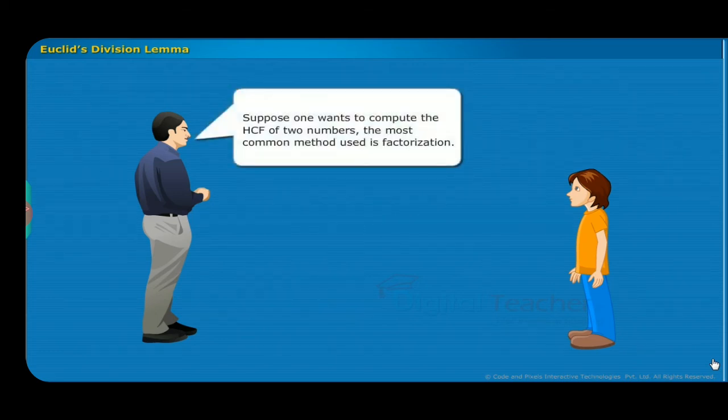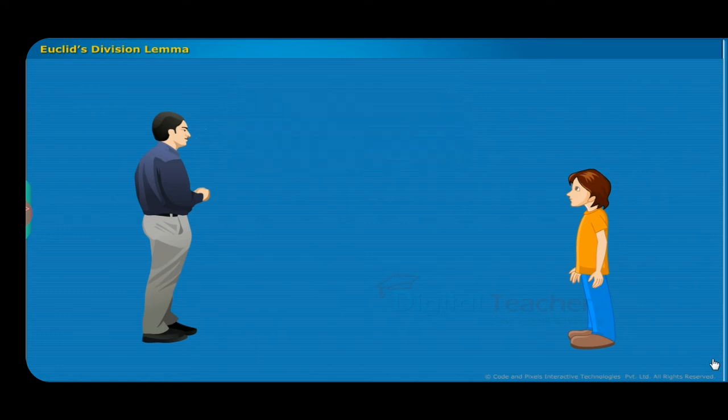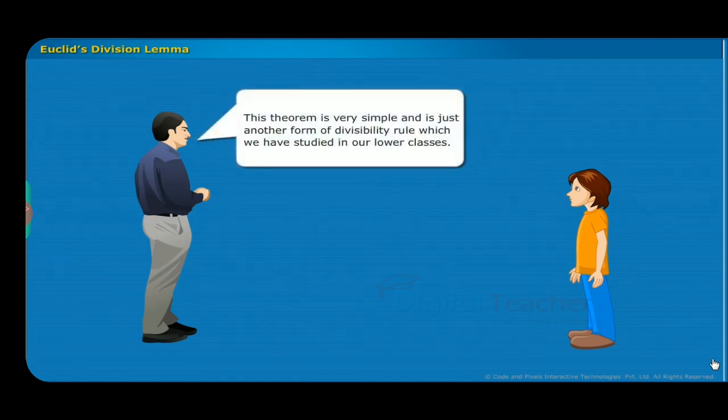Suppose one wants to compute the HCF of two numbers. The most common method used is factorization. But computing the factorization of large numbers such as 65,842, 24,895 and so on is very difficult and takes a lot of time. So Euclid came up with a theorem that would help us find the HCF more easily in less time. This theorem is very simple and is just another form of the divisibility rule, which we have studied in our lower classes.